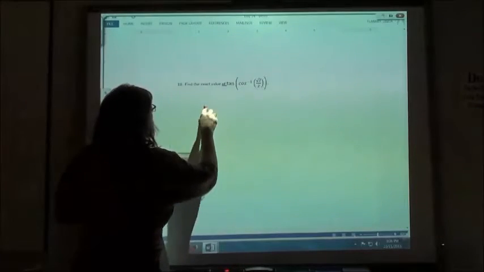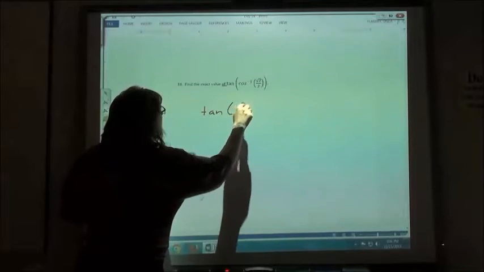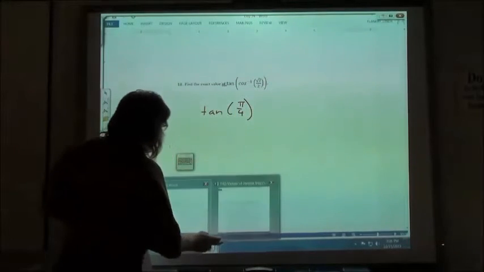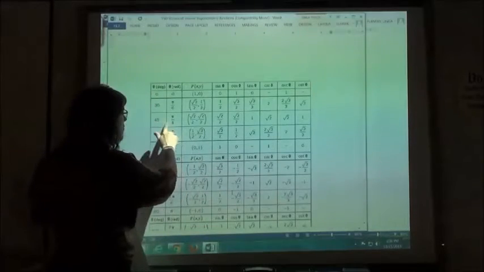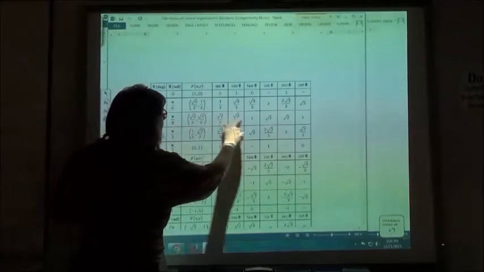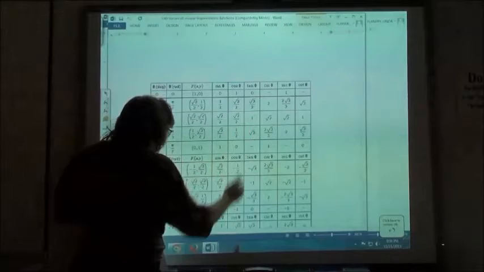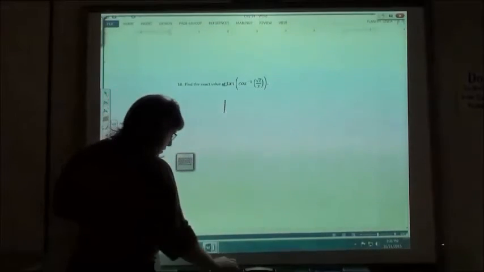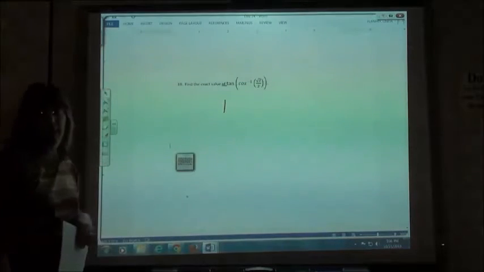So now we are going to do the tangent of pi over 4. So going back to our table, pi over 4, if I look to see what the tangent is equal to, 1. 1 is going to be my answer then.